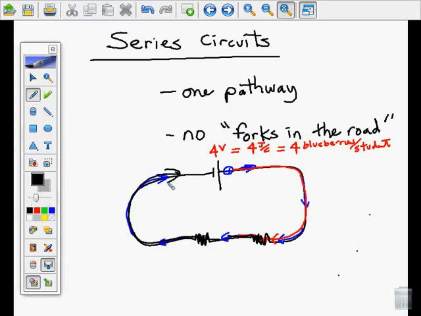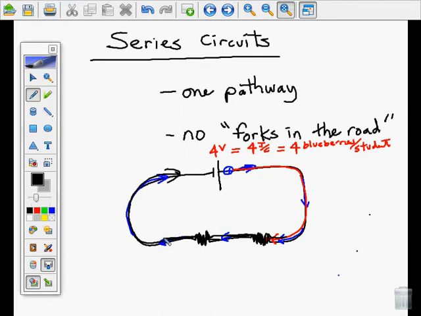Since it's using some of its energy to go through the first light bulb, and then it uses the rest of its energy to go through the next light bulb, what would be the deal with these 2 light bulbs wired in series? Paulie? They would be dimmer. They're not going to be as bright.